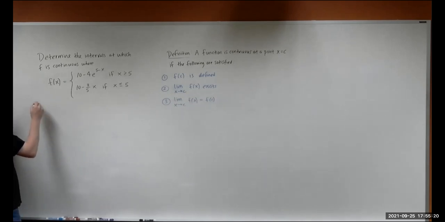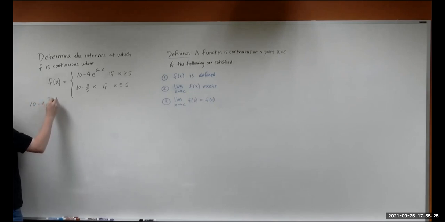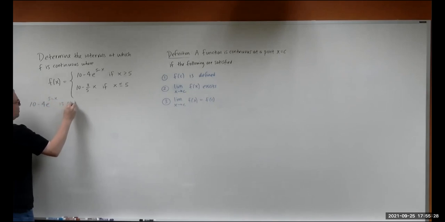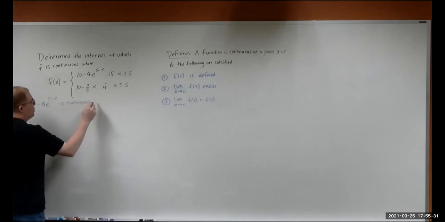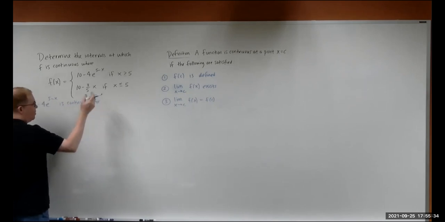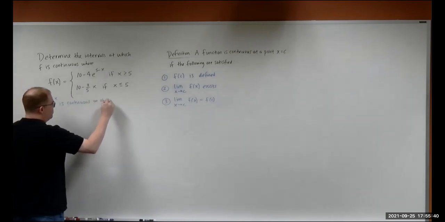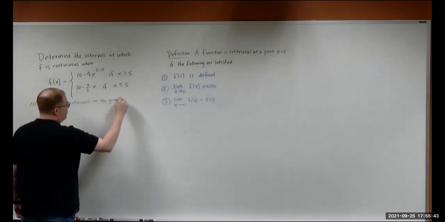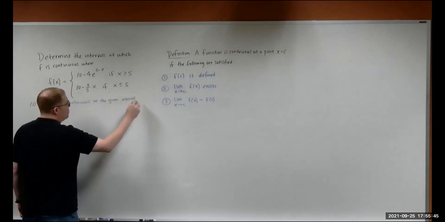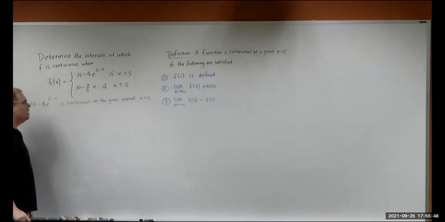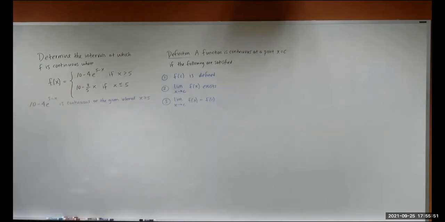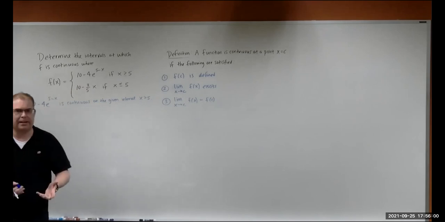So we're just going to go ahead and write this down. We know that 10 minus 4 e to the 5 minus x is continuous on our given interval. Again, this is a constant, and constant functions are always continuous. And this is continuous. So when you take the difference, you get back a continuous function.